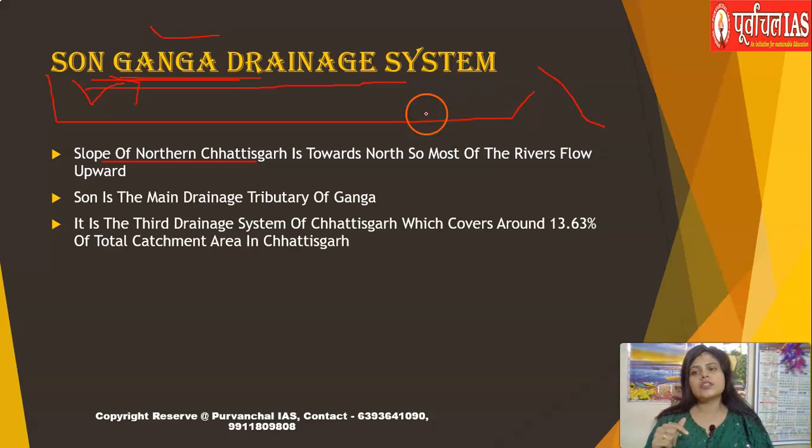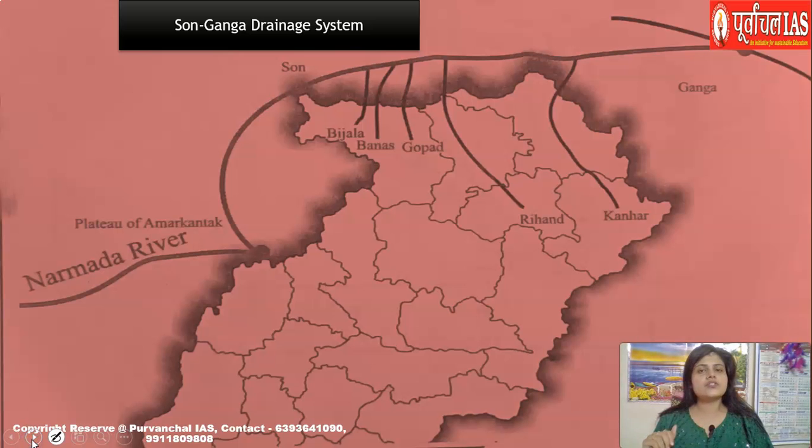One thing I would like to tell here is that Son river does not flow in Chhattisgarh. It's the tributaries of Son river which actually flow from Chhattisgarh. And this Son Ganga drainage system is basically the third largest drainage system of Chhattisgarh, having the catchment area of around 13.63%. First largest drainage is Mahanadi, then we have Godavari, and then this is Son Ganga drainage system.